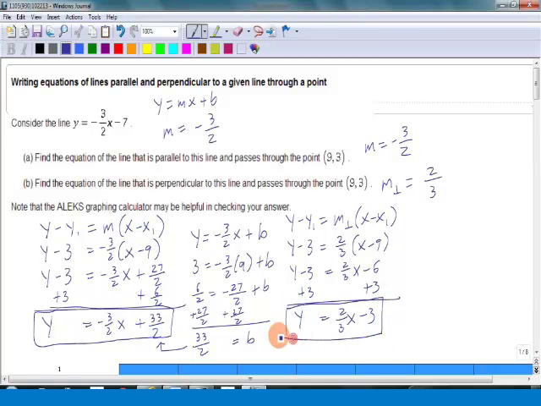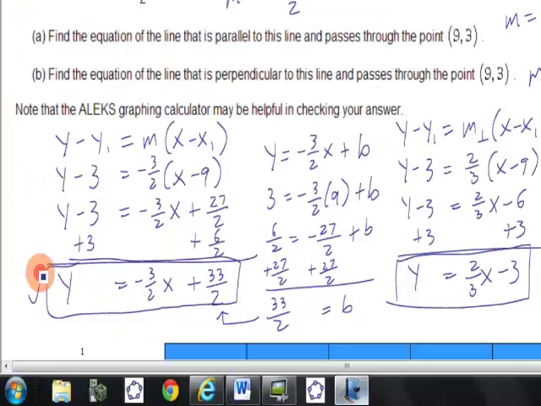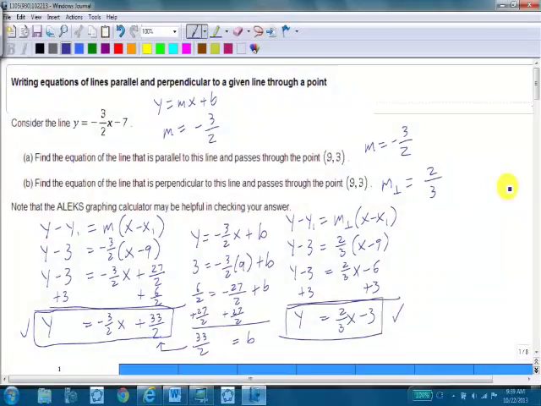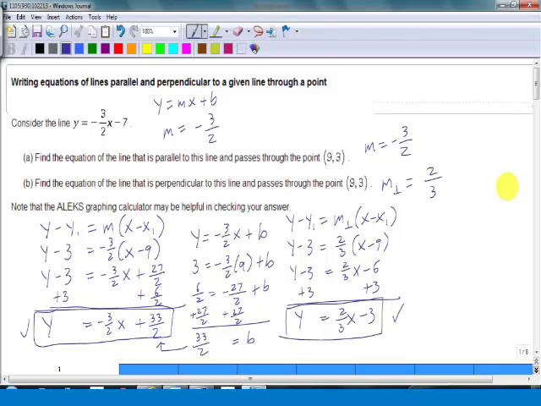If we had lots of time on our hands, it would be great to graph all three of these lines. Look and see that this line and this line both go through the point 9, 3, and this first line that we got is parallel to the original, and the second line that we got is perpendicular to the original, but time is short.